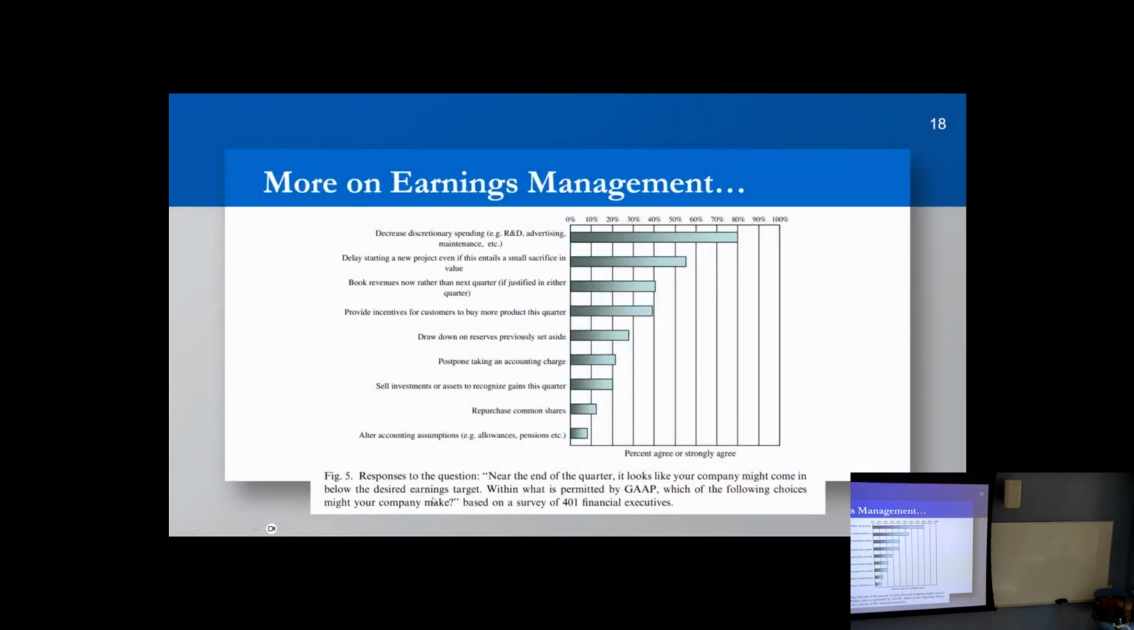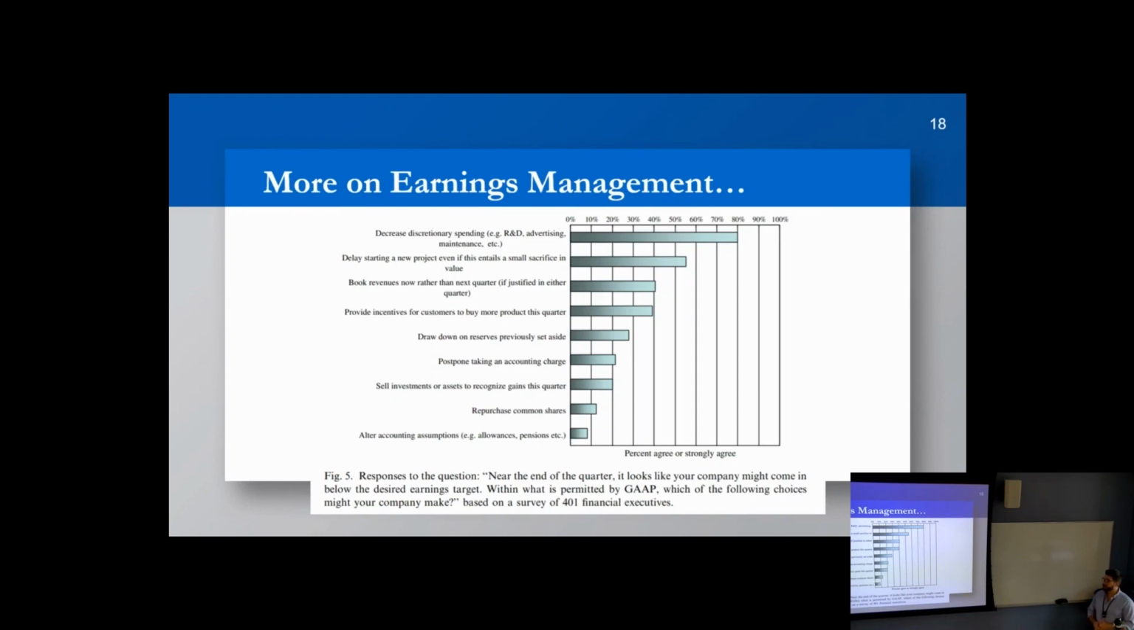Right? So if you're expected to be below the desired target, what choices might you make to change your operating performance? Right? And one of the top ones was decrease discretionary spending. Right? So management might view this as discretionary spending, but in a way, it's going to be necessary for the future performance of the company.